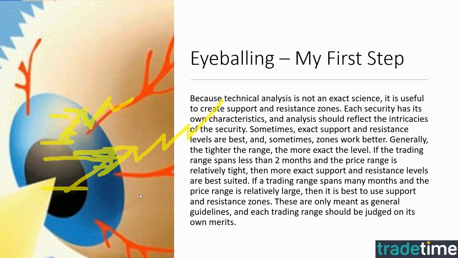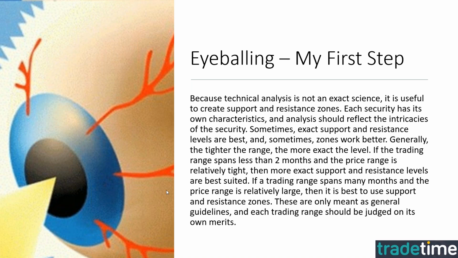So remember, my favorite is always eyeballing. Because technical analysis is not an exact science, it is useful to create support and resistance zones like we showed you in the presentation. Each security has its own characteristics, and analysis should reflect the intricacies of that asset. Sometimes exact support and resistance levels are best, and sometimes the zones work better.